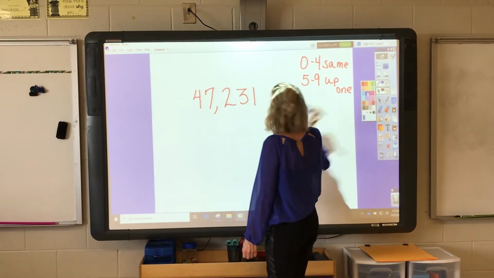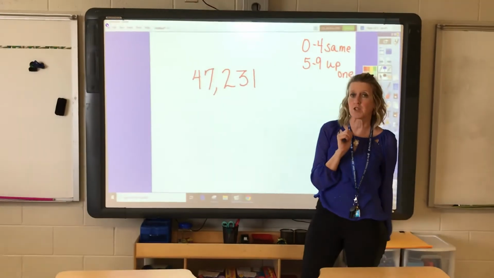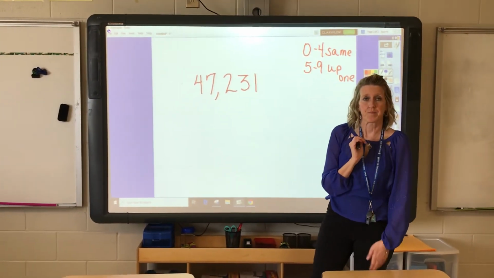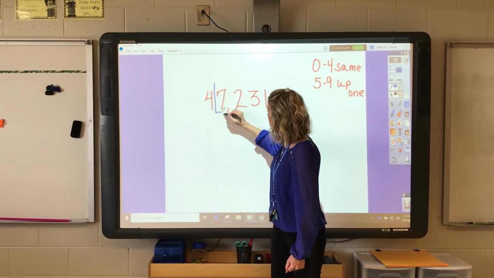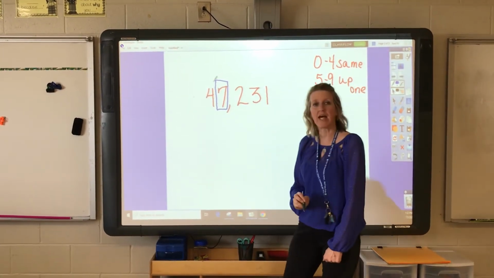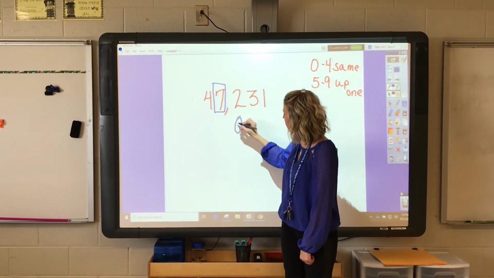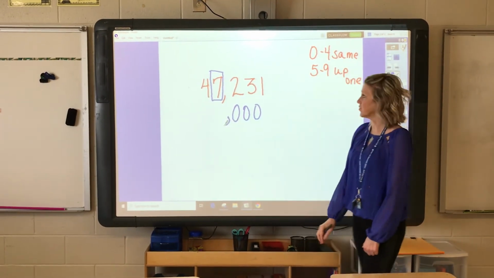So we're gonna round to the nearest 1,000. What digit is in the thousands place? This will be one that you need to remember. What digit's in the thousands place? Okay, if you said 7, you are correct. 7 is in the thousands place. Draw a box around that 7. Remember that all the digits behind the 7 are going to be zeros, okay?